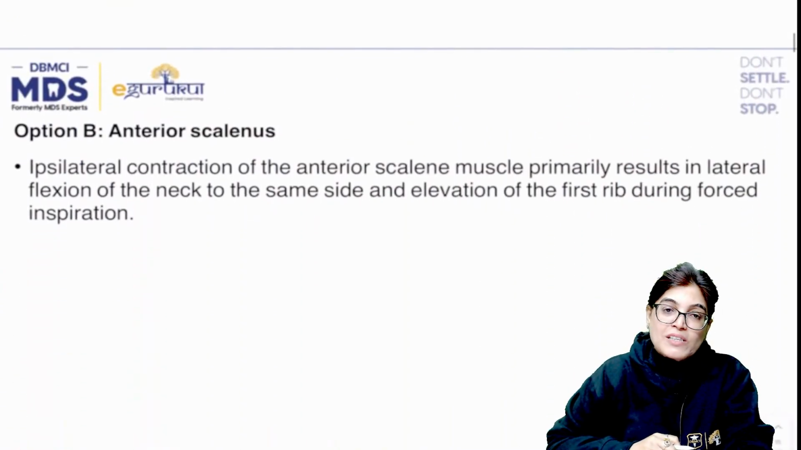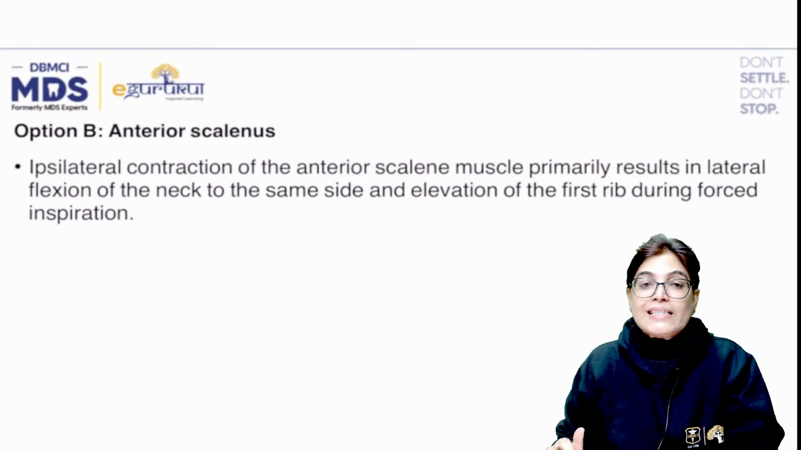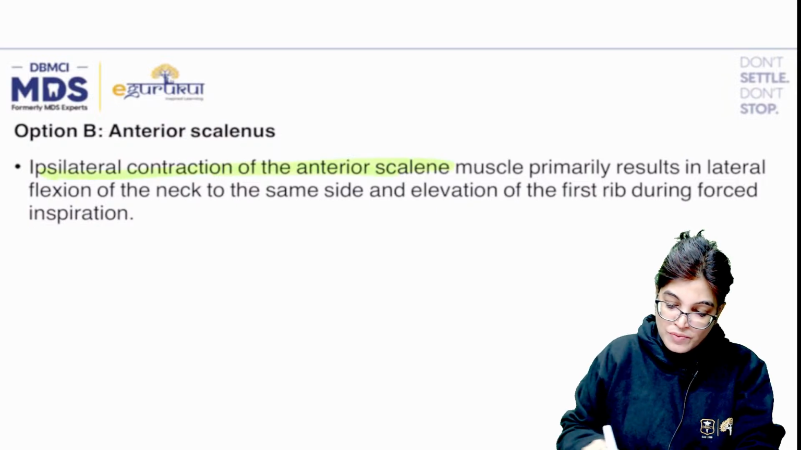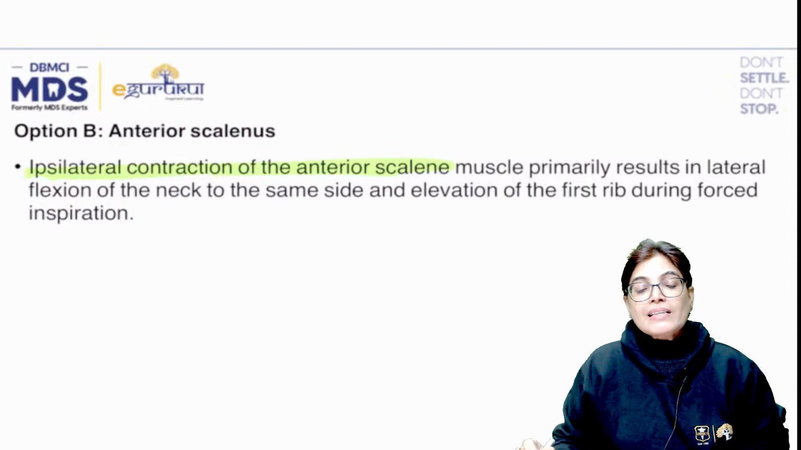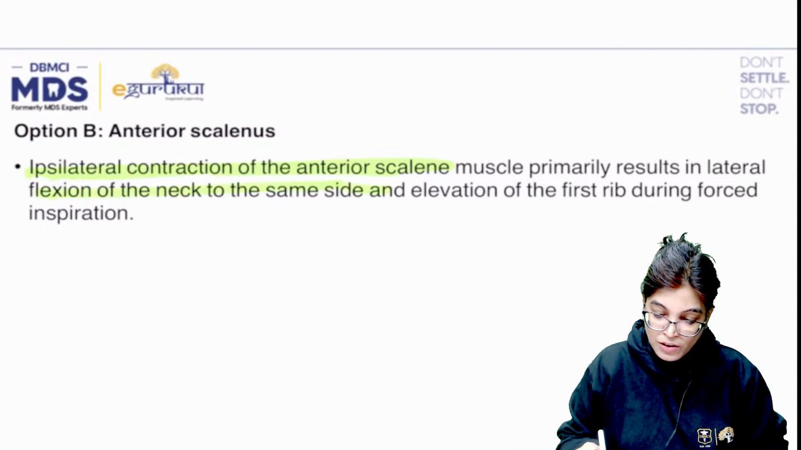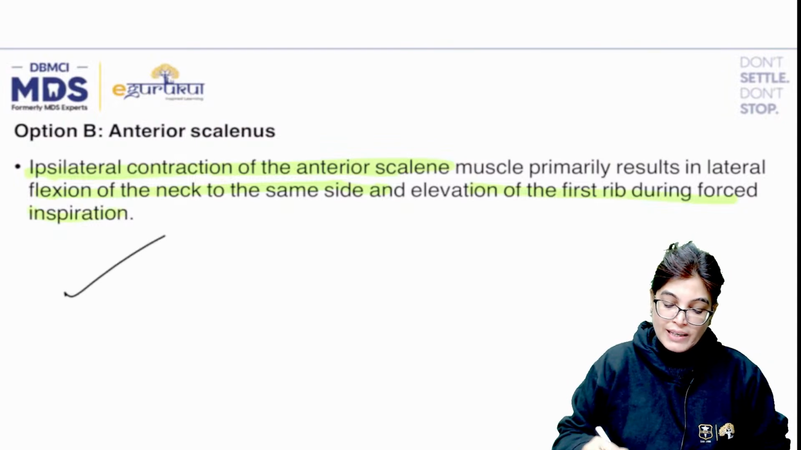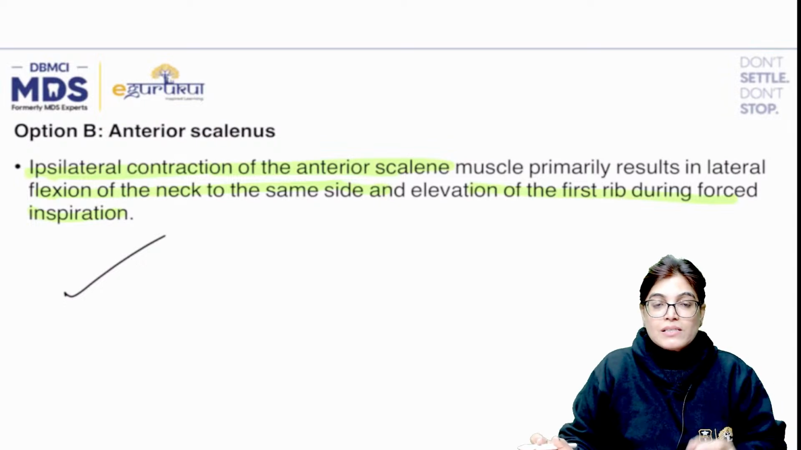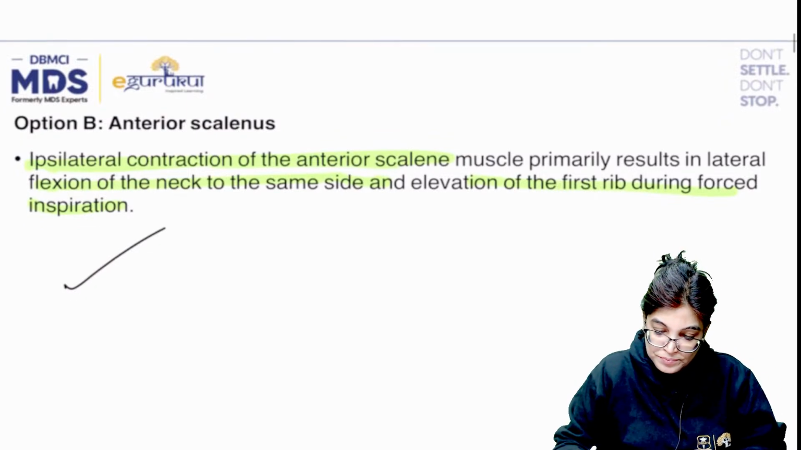If I am talking about the scalenus anterior muscle, which was one of the options given, we know that ipsilateral contraction of the scalenus anterior muscle will primarily result in lateral flexion of the neck to the same side and elevation of the first rib during forceful inspiration. That means it is involved as an accessory muscle of inspiration, and it also results in lateral flexion of the neck.